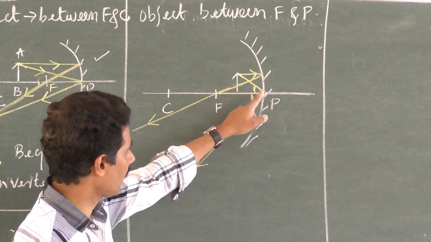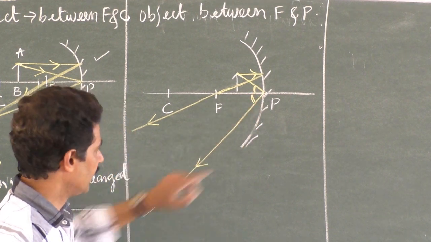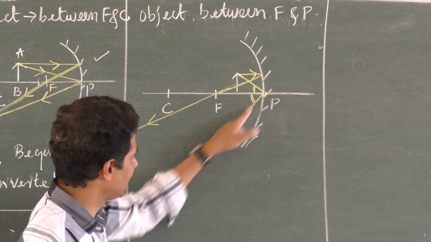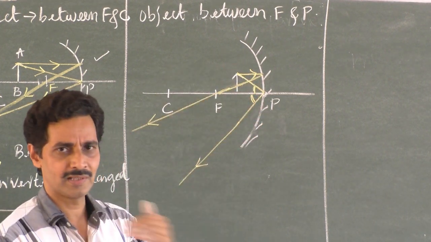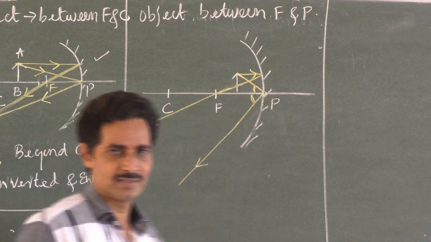Another ray incident on the pole at an angle of incidence i gets reflected at the same angle. Of course, according to your convenience, you need not have a compass to measure whether it is the same angle of incidence or reflection. Just eye measurement is enough.